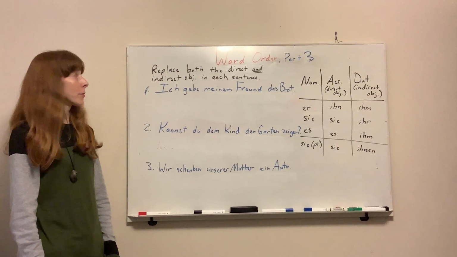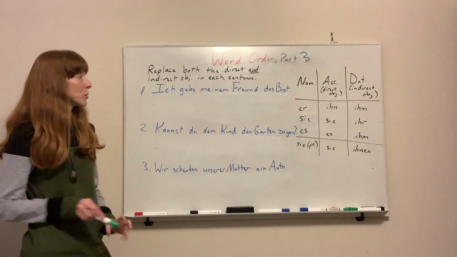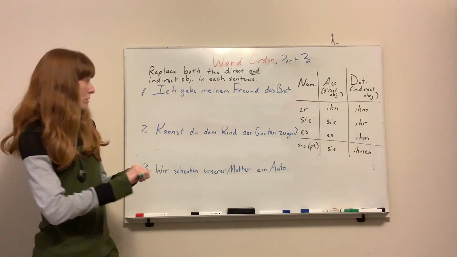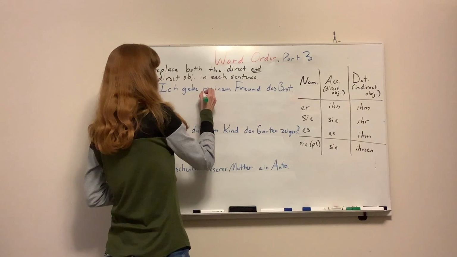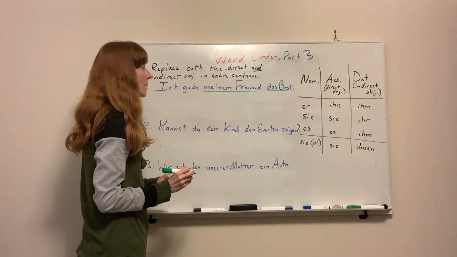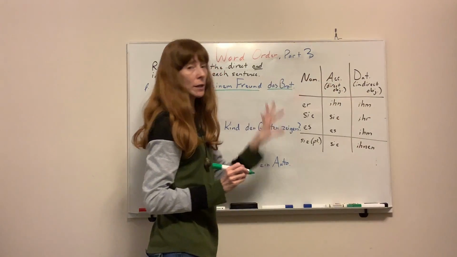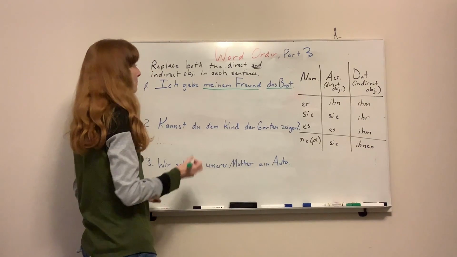Okay, word order part 3. This time we're going to be replacing both the direct and the indirect object in each sentence. So we're going to start out by identifying the indirect and direct object in each sentence. I would suggest that you write underneath it these pronouns that we're going to replace them with, just to make it a little bit easier.